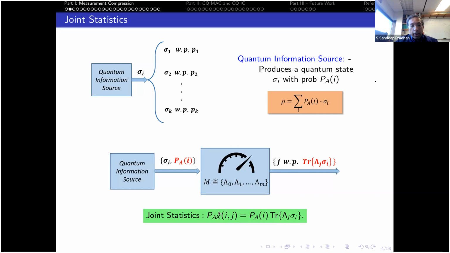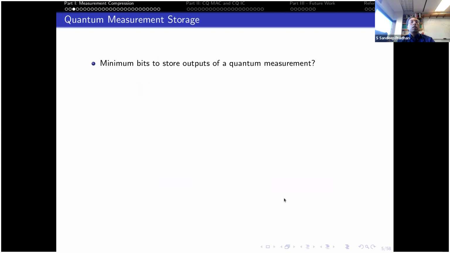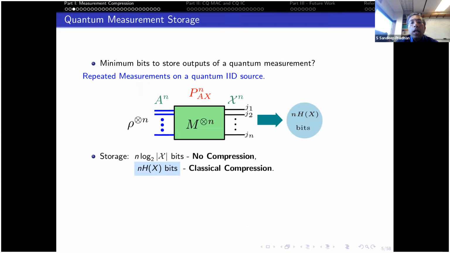Now we can ask the question, how many bits are required to store the outputs of a quantum measurement? If you look at it, it'll be producing outputs at some rate, and we are now going to assume that the states are product states. That means, for simplicity, we will assume that we have multiple copies of the state rho, what we call an IID source, and we do a product measurement. Everything is simple here, and then we get outputs.